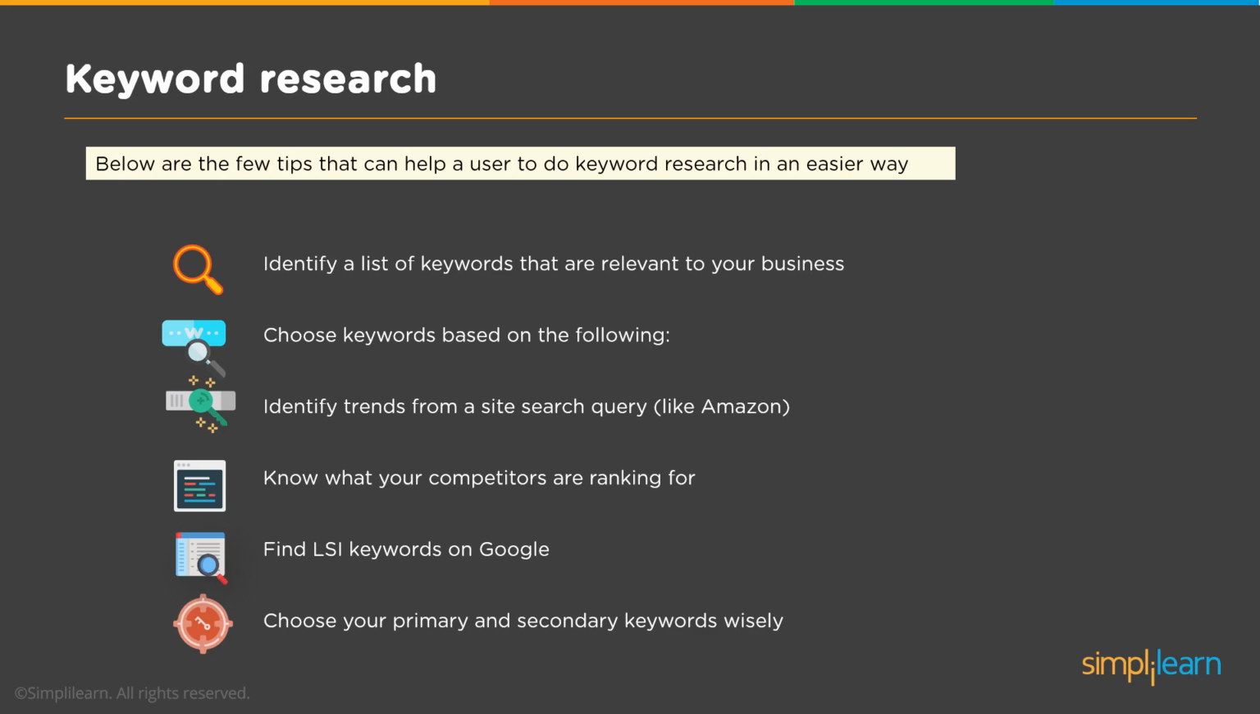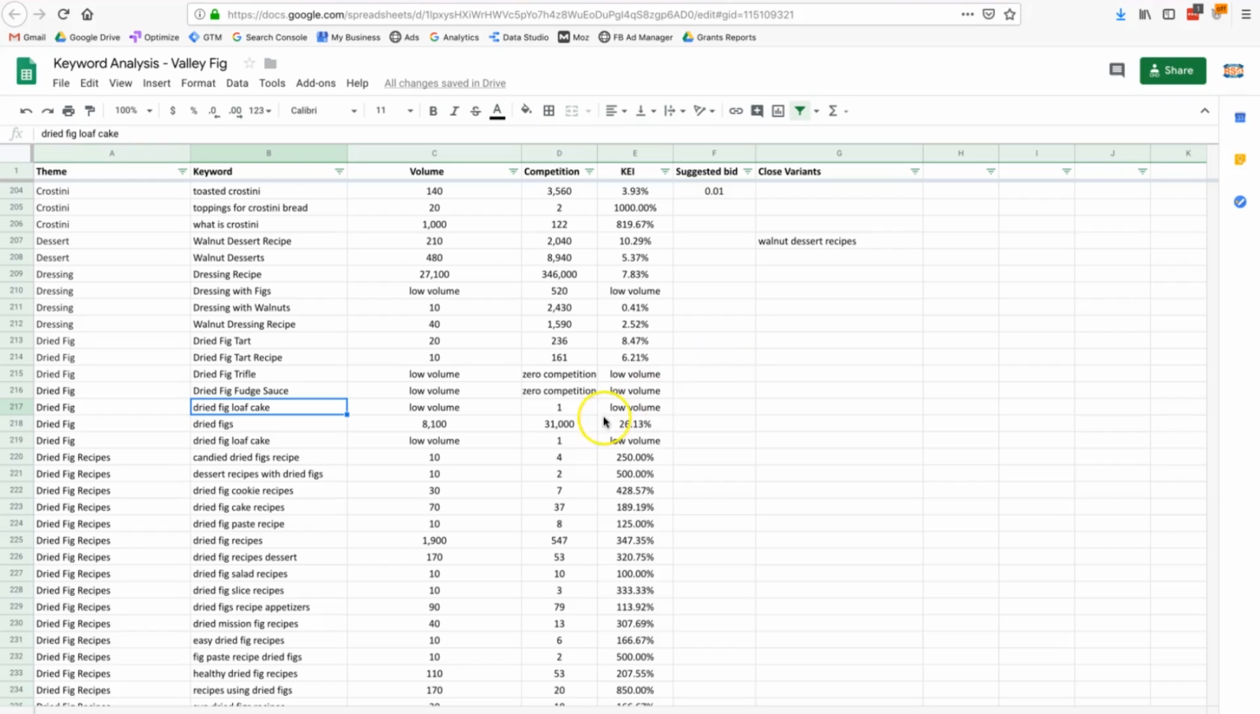And so if we go back to our spreadsheet, it doesn't necessarily always have to be just one keyword. It doesn't necessarily have to be dried figs. We could choose another keyword that has a good volume to competition ratio. So we want to choose keywords that are always relevant. And if we're analyzing nothing but relevant keywords, then we want to choose keywords that have a good ratio between volume and competition. So you always want to choose at least 2 keywords per page.